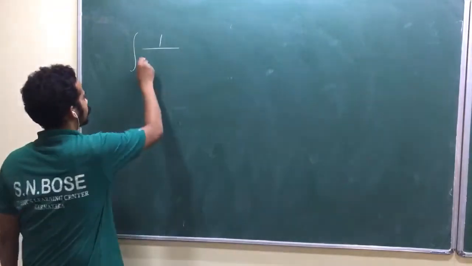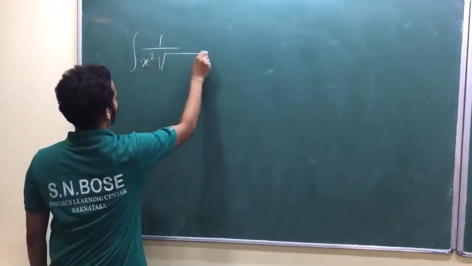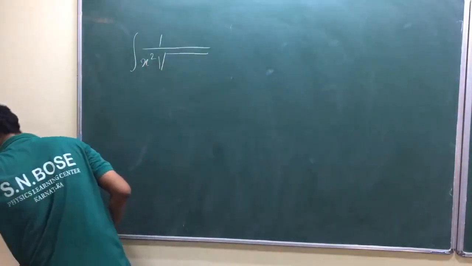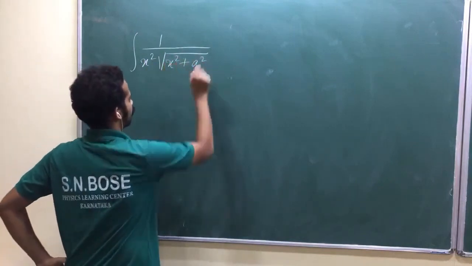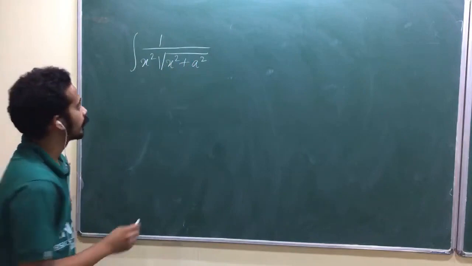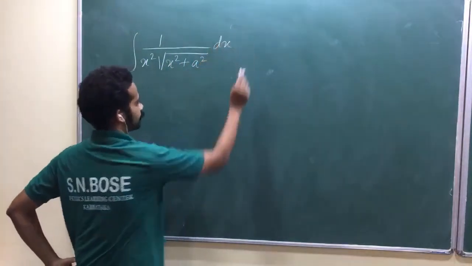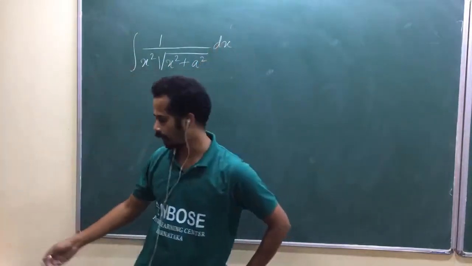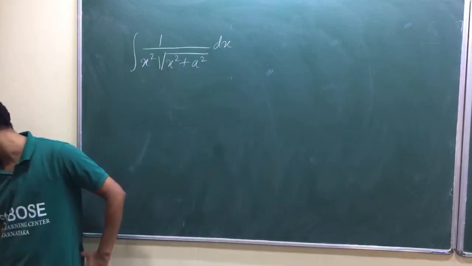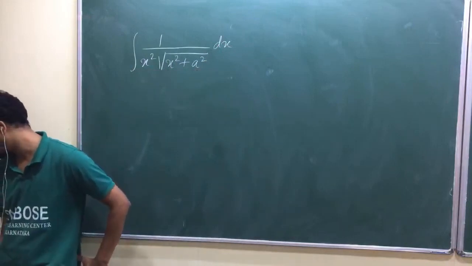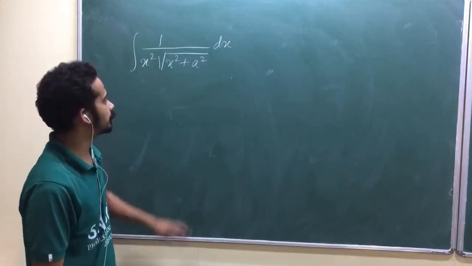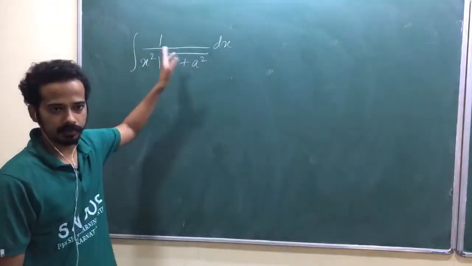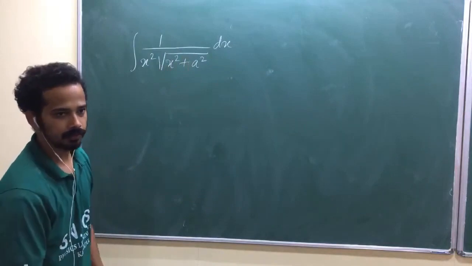Integral of x square into root of x square plus a square dx. Let me take it like this. Again, I'll give the list of standard substitutions here, standard trigonometric substitution. If you have this kind of situation, you should substitute x equal to a tan theta, so that you can get rid of that root, isn't it?